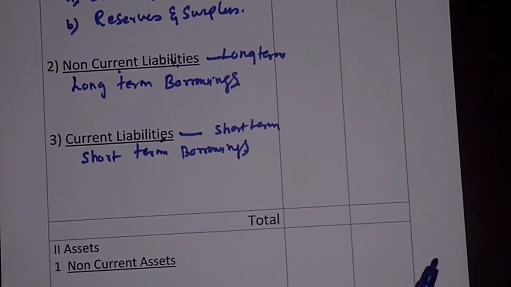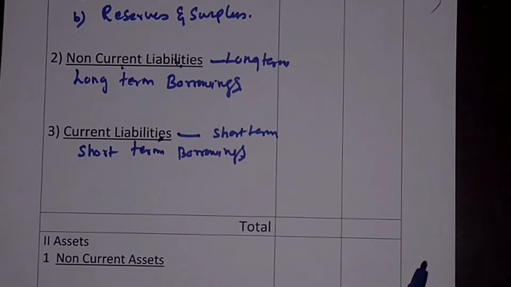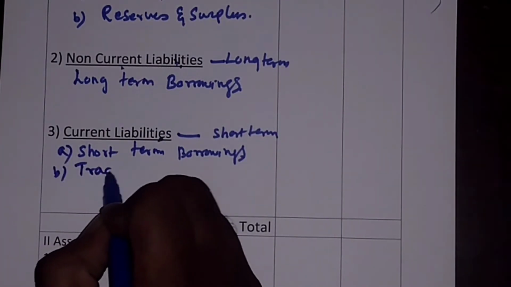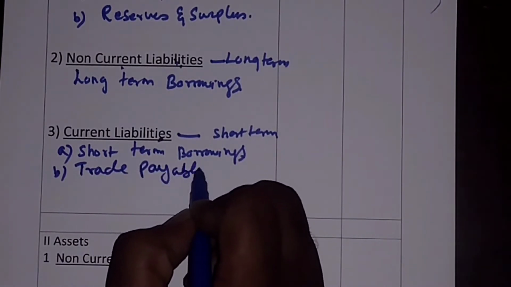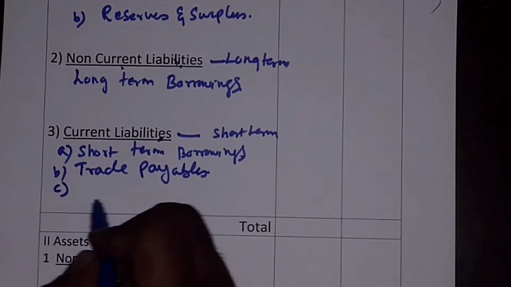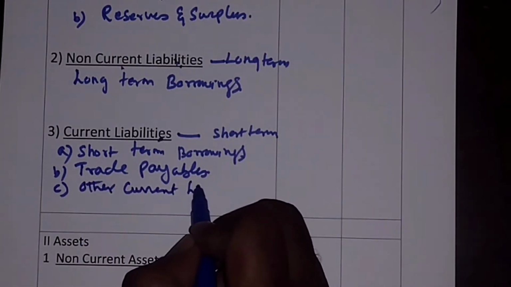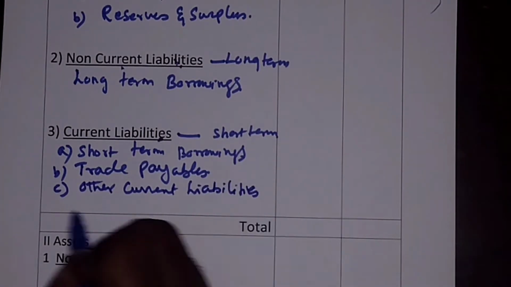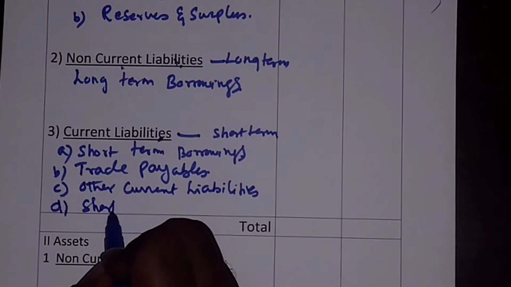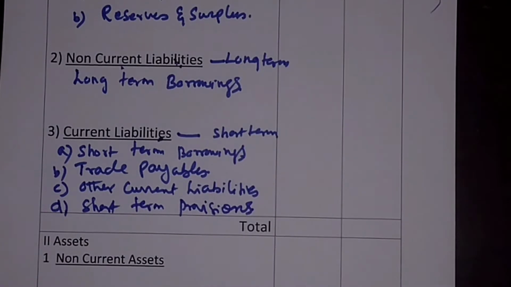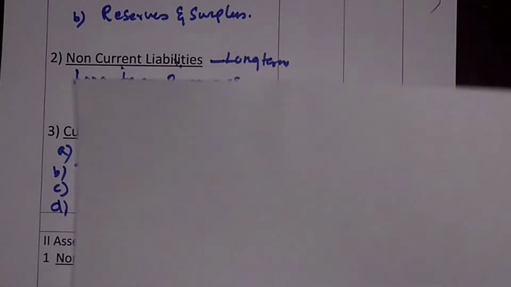Next, after short-term borrowings, the second one is trade payables. After trade payables, the next one is other current liabilities, and point D is short-term provisions. Now I have covered the liabilities. Now let me provide the expansion of these liabilities.